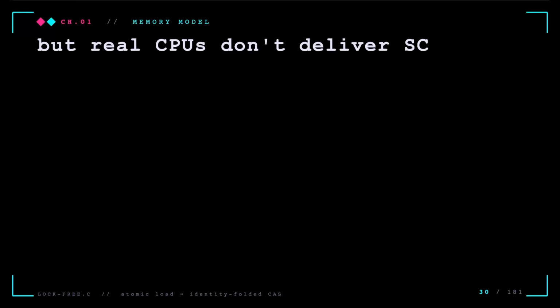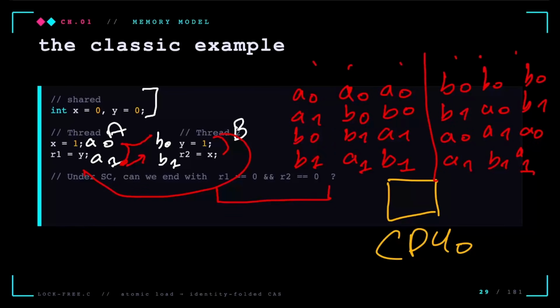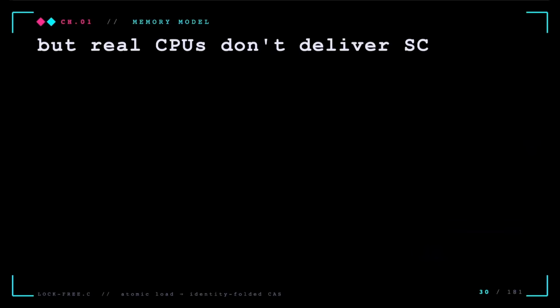But real CPUs do not deliver sequential consistency. You're like, what the hell? I didn't even execute. Well, you will get that the condition is never reachable. In real CPUs, however, it is reachable, which means they break the sequential consistency rule, and we're going to see how exactly that happens. So on a real CPU, we can actually end up with, what was our condition again? Yes, r1 equals 0 and r2 equals 0. So it is completely possible.